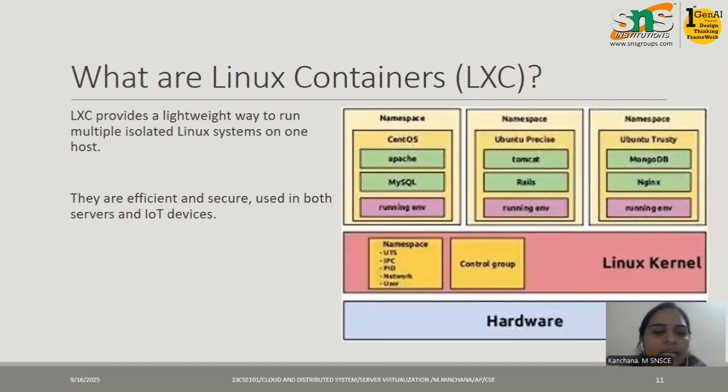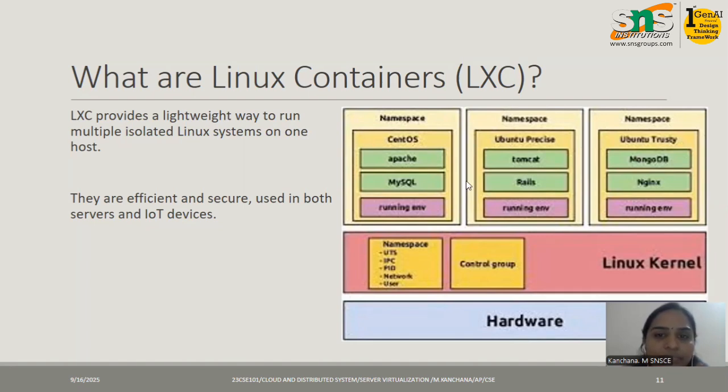The next thing is Linux container. Linux container, or LXC, is another way to run multiple isolated systems on one machine. They are lightweight and secure like mini operating systems. It is great for servers and even small devices like IoT gadgets. They let you run apps in complete isolation, ensuring they do not interfere with each other, all while using fewer resources than traditional virtualization.